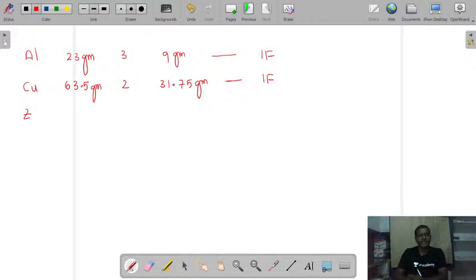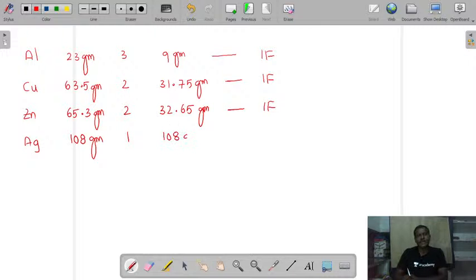The next one is zinc. Its gram atomic weight is 65.3 grams and its valency is 2. To deposit the equivalent weight of zinc, 1 Faraday of current is required. The next one is silver. Its gram atomic weight is 108 grams, valency 1, and equivalent weight 108 grams. To deposit the equivalent weight of silver, 1 Faraday of current is required.